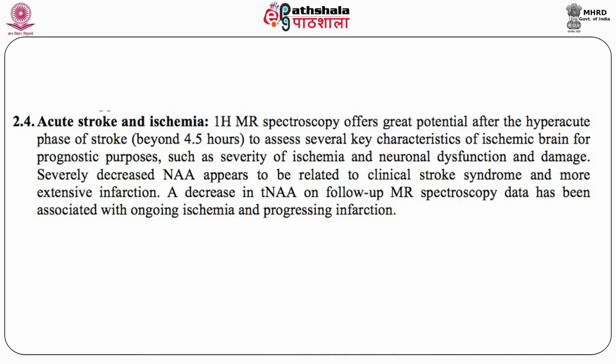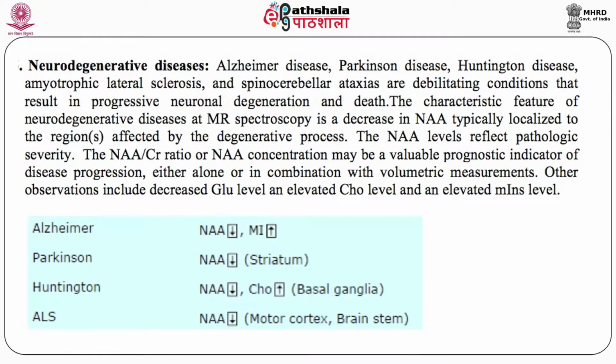Now let us discuss some role in neurodegenerative diseases. Alzheimer's, Parkinson's, Huntington's disease, amyotrophic lateral sclerosis and spinocerebellar ataxias are debilitating conditions that result in progressive neuronal degradation and death. The characteristic feature of neurodegenerative diseases at MRI spectroscopy is a decrease in NAA typically localized to the region or regions affected by the degenerative process.